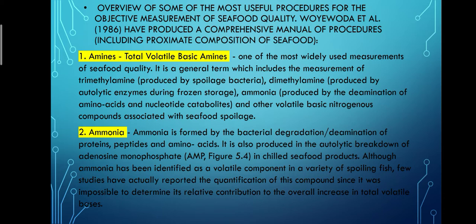Next, we have ammonia. Ammonia is formed by the bacterial degradation, deamination of proteins, peptides, and amino acids. It is also produced in the autolytic breakdown of adenosine monophosphate in chilled seafood products. Although ammonia has been identified as a volatile component in a variety of spoiling fish, few studies have actually reported a quantification of this compound, since it was impossible to determine its relative contribution to the overall increase in total volatile bases.